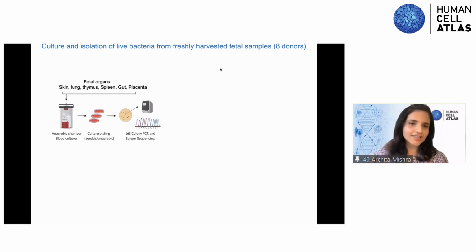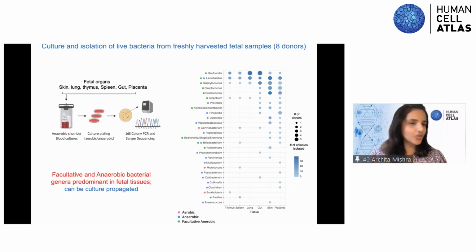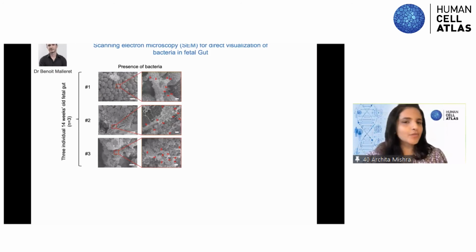But one might ask that what we are looking at is just nucleic acid. So we also tried to culture these bacteria both anaerobically and aerobically, and we could find similar genera present in the culture. We concluded that what we are looking at is basically live bacteria. But as we all know, seeing is believing. So we wanted to really see where the bacteria are instead of just randomly dispersed across the tissue. So we again collaborated with our excellent colleague Benoit, and we did scanning electron microscopy.